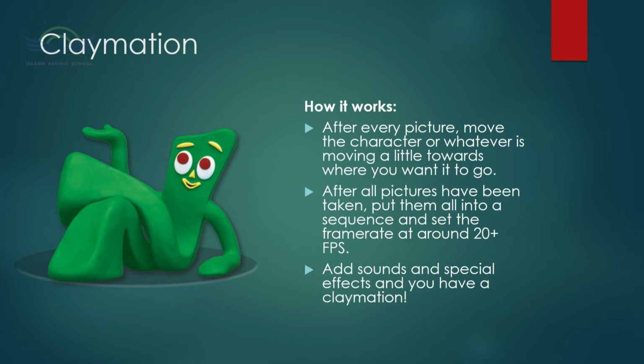So, how it works. After every picture, you move the character a little bit, and then you take a picture, you move the character, you take a picture, you move the character, then you keep doing that over and over until you have a finished product, and then you put it in an animation software or an editor, and then you edit it, and then you've got a claymation.